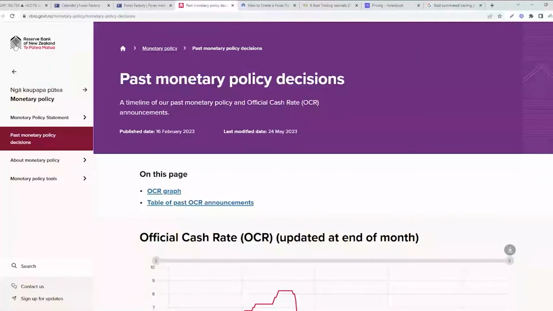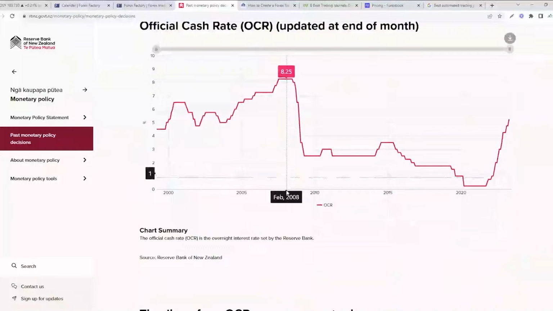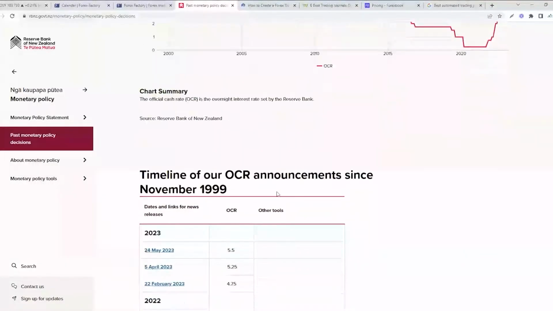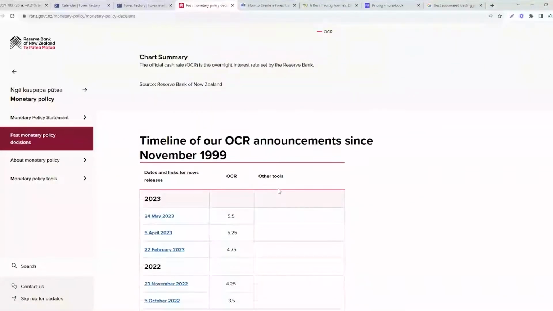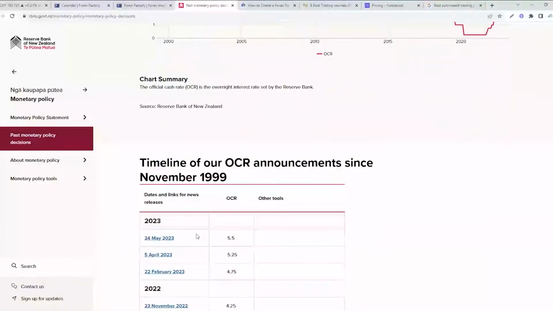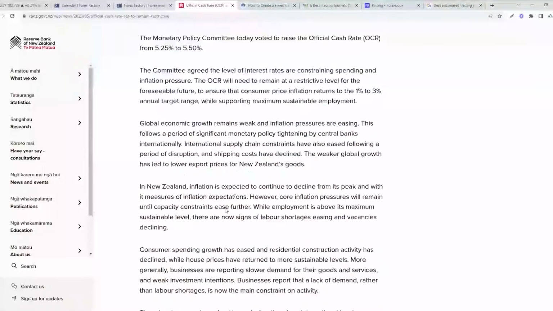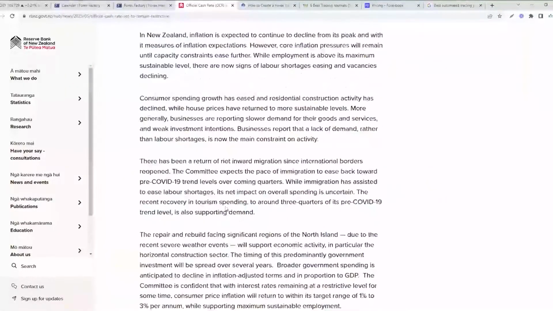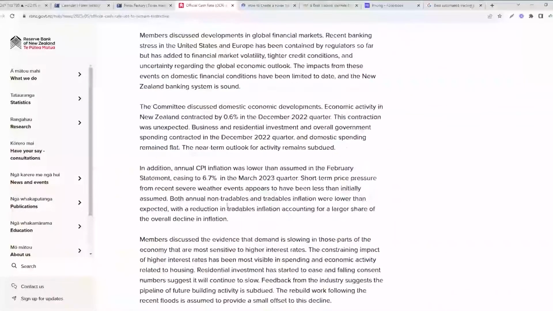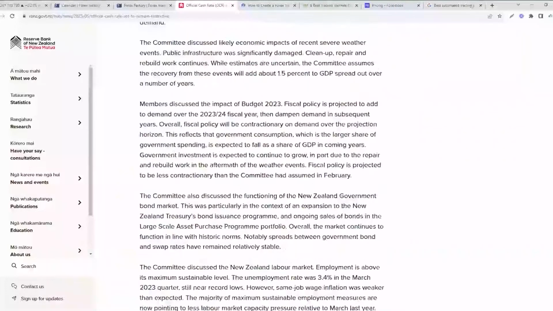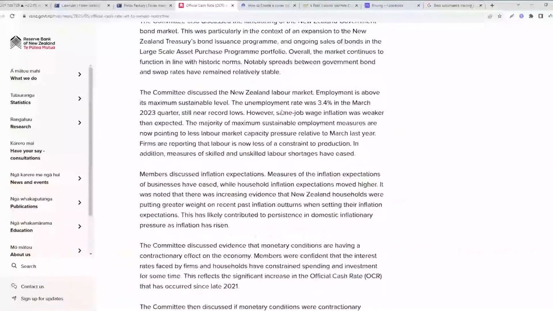So in this case, it'll take you to the page of the Reserve Bank of New Zealand, where they'll give you further details on what has occurred, or on this particular data point. On 24th of May 2023, the official cash rate was raised from 5.25 to 5.5%. And if we click on the date, you are able to read more about what happened during that meeting, if you wish to do so.